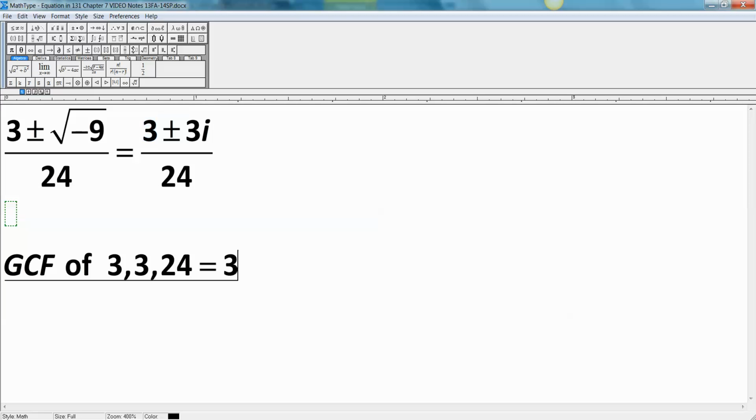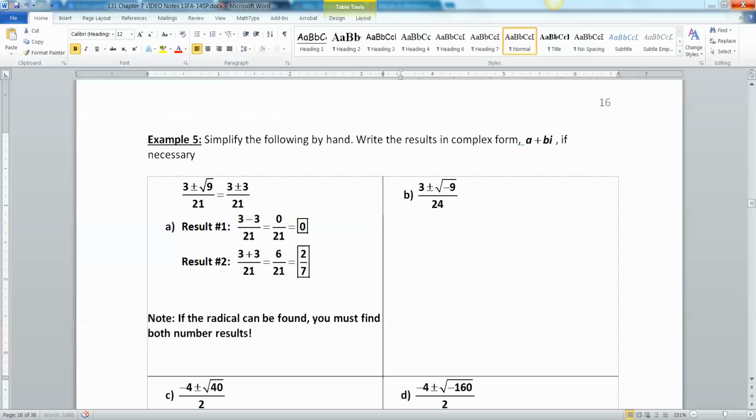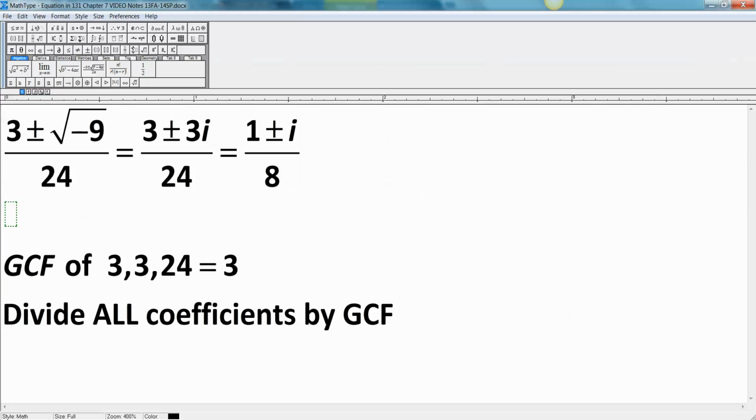So 3 divided by 3 would be 1. And then you have plus or minus. 3 divided by 3 over here makes 1i, but nobody ever writes that. They just write i. And 24 divided by 3 is 8. So then you divide all coefficients by the GCF, right? That's your tactic here. So you can't just divide the first 3 by 3. You have to divide this 3 by 3, this second 3 by 3, and this 24 by 3.